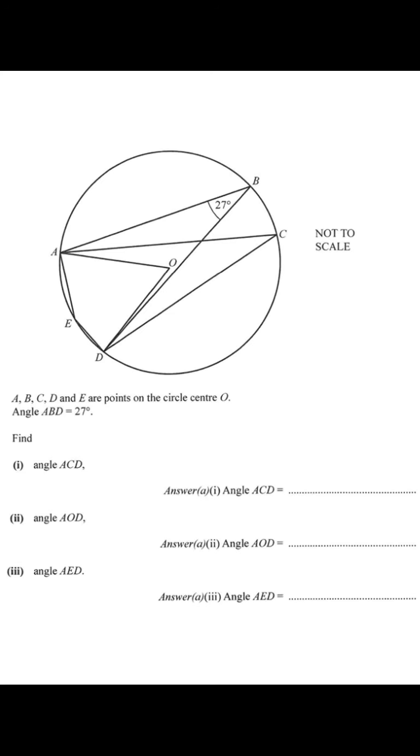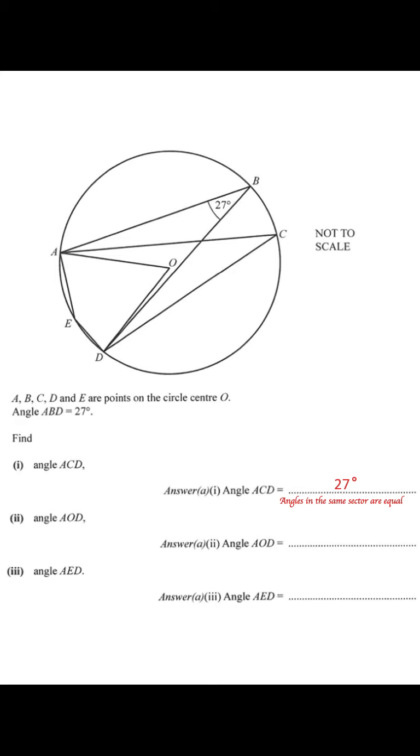Moving on. Okay, so we've got a lot going on in here. I can see cyclic quadrilaterals. I can see angles in the same segment. I can see angles at the centre. So find angle ACD. So that's the angle at C. And it's going to be the same as the angle at B, because the angle at B and the angle at C both come from the same 2 points, A and D. So it's also 27 because angles in the same segment are equal.